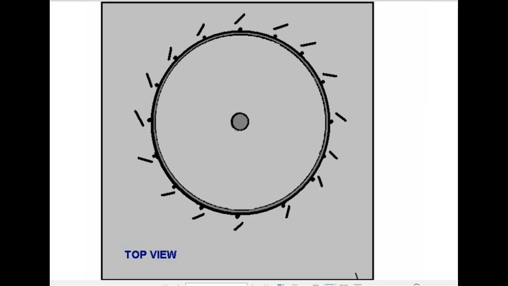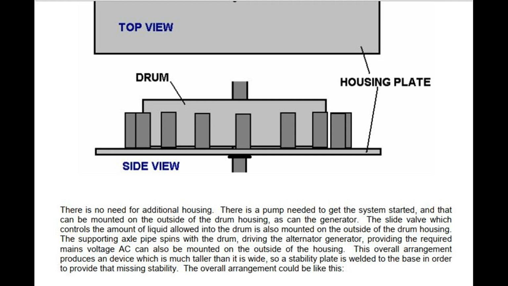There is a pump needed to get the system started, and that can be mounted on the outside of the drum housing, as can the generator. The slide valve which controls the amount of liquid allowed into the drum is also mounted on the outside of the drum housing. The supporting axle pipe spins with the drum, driving the alternator generator, providing the required mains voltage AC, which can also be mounted on the outside of the housing.